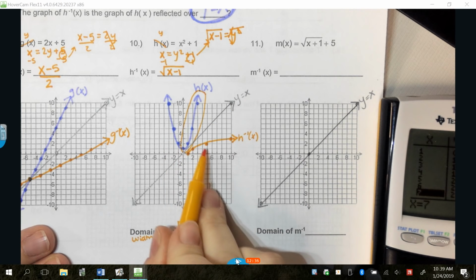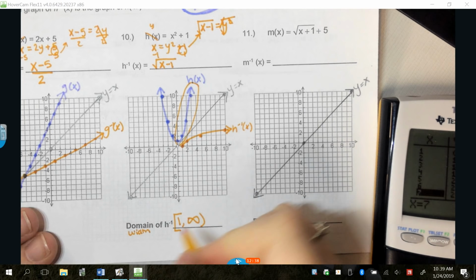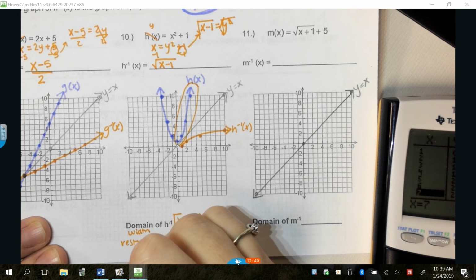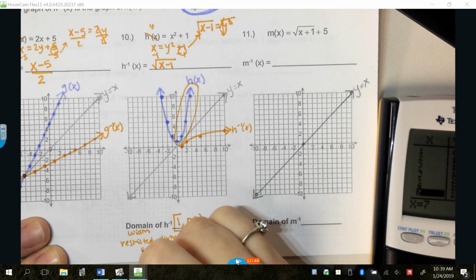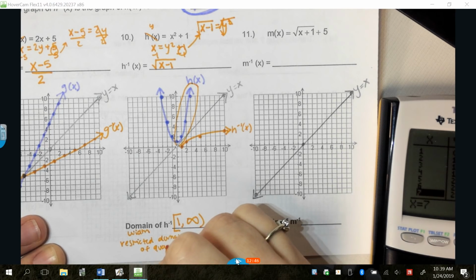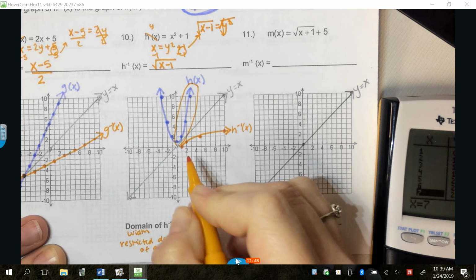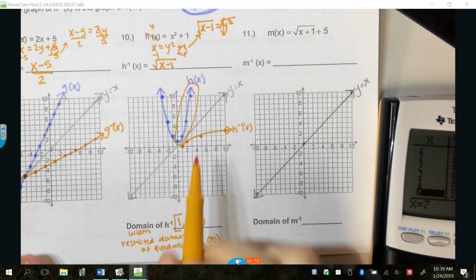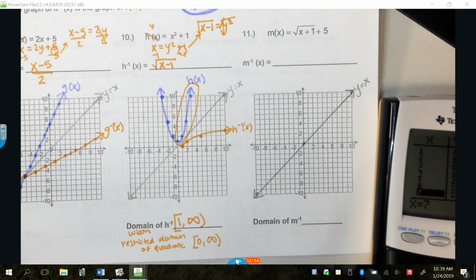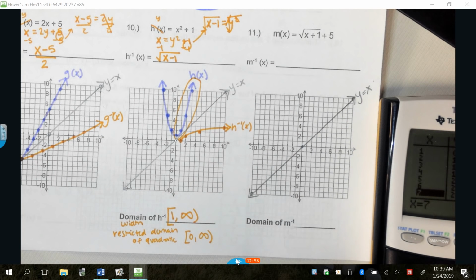Is that piece and that piece a perfect reflection? Yes. So restricted domain of quadratic is from 0 to infinity. Remember, it's the range of the square root graph. Range of the square root graph, okay?